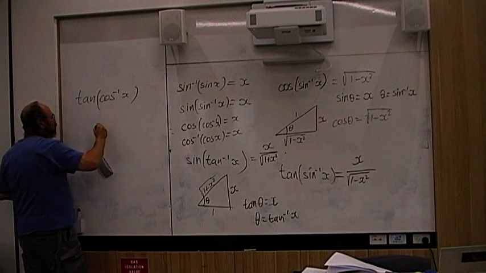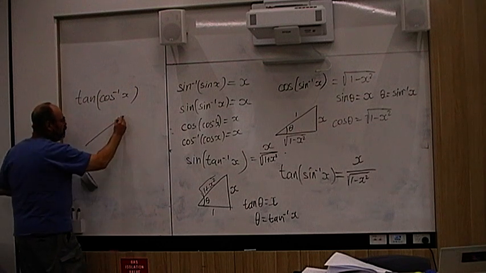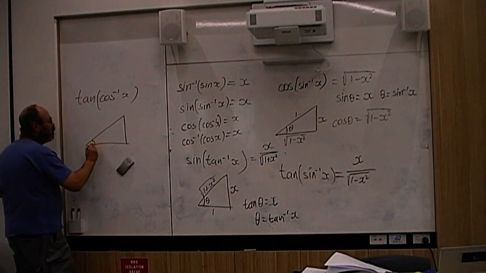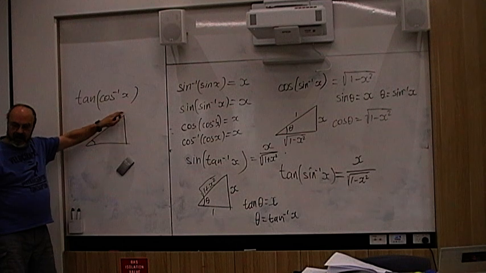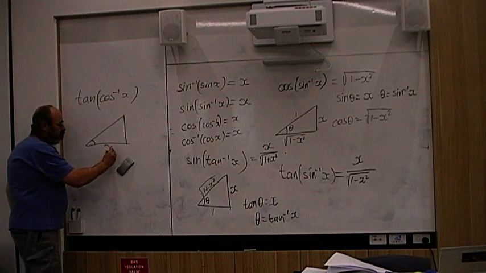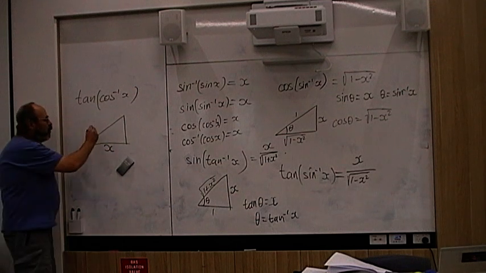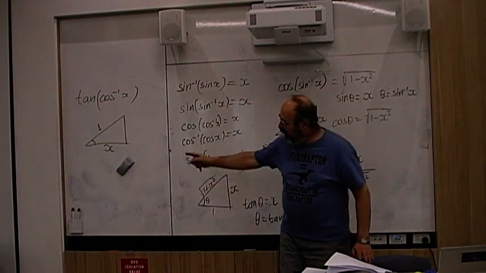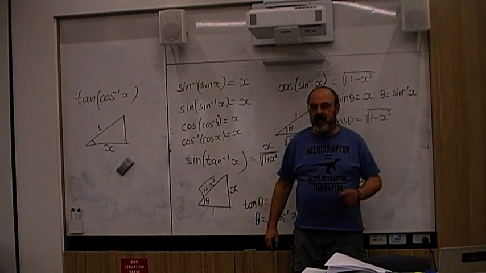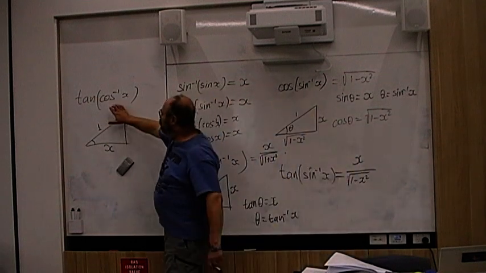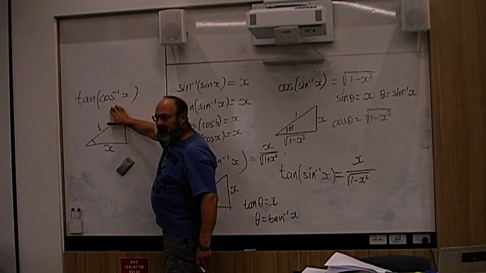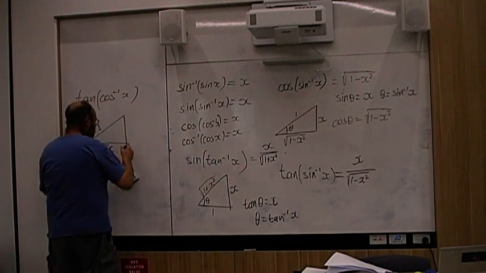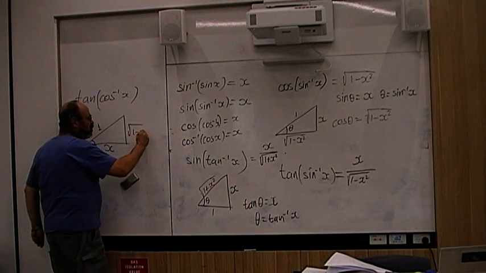Okay, so draw the triangle. Because we're talking about the cos, this side will be x, and the hypotenuse will be 1. Does everyone understand why I choose x there and 1 there? Because I want to have what is inside, here will be equal just x, and then this side will be equal square root of 1 minus x squared.